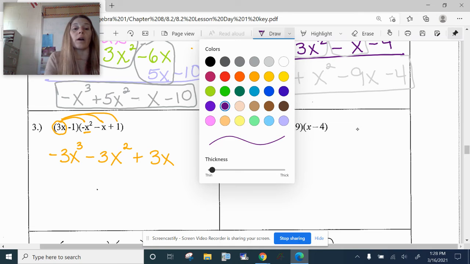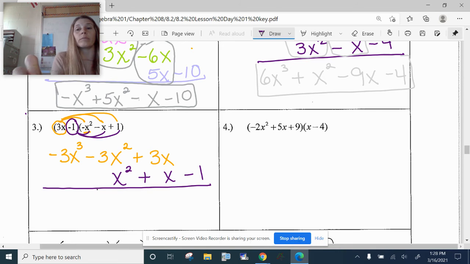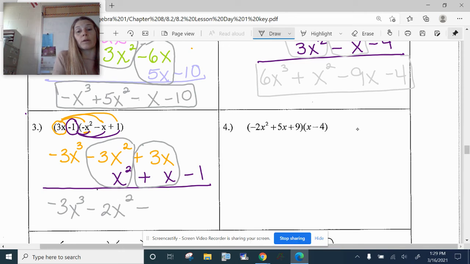Then if you are multiplying the second term here, which happens to be a negative 1, negative times a negative there is going to make that a positive x squared. Negative 1 times negative x is a positive x, and negative 1 times positive 1 is a negative 1. So combining, I have the x squares here that are like terms, and then I have my x's, which are like terms. So negative 3x cubed minus 2x squared plus 4x minus 1.